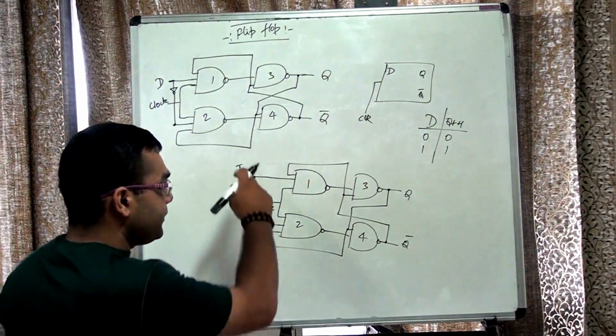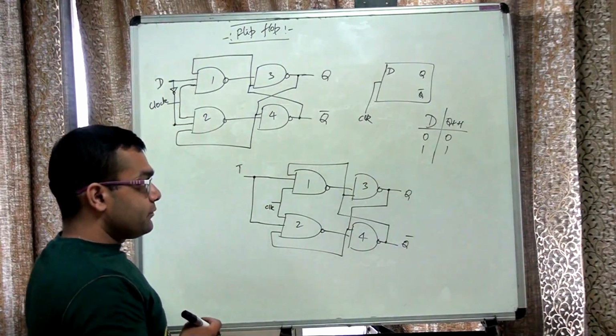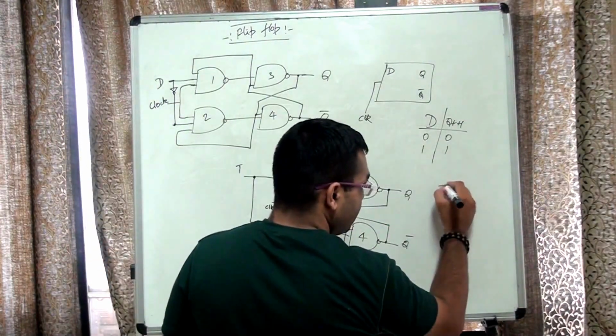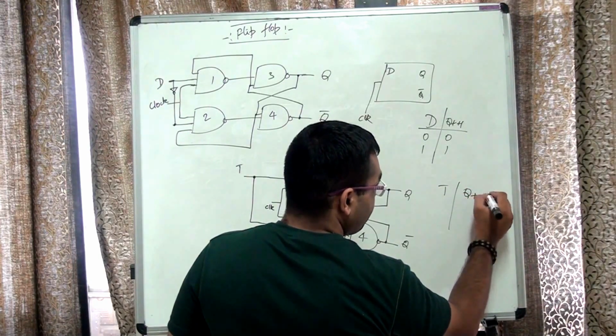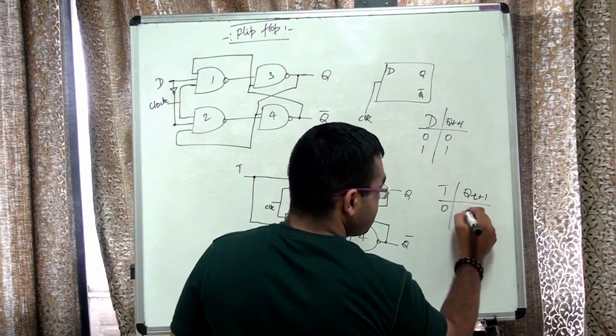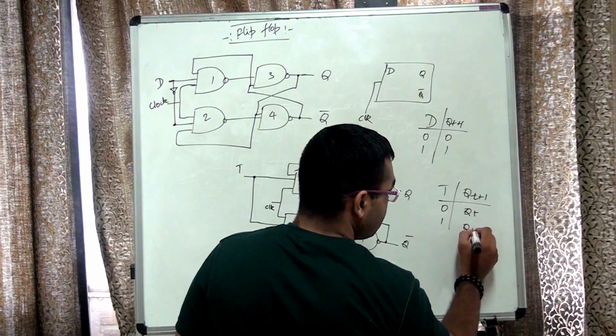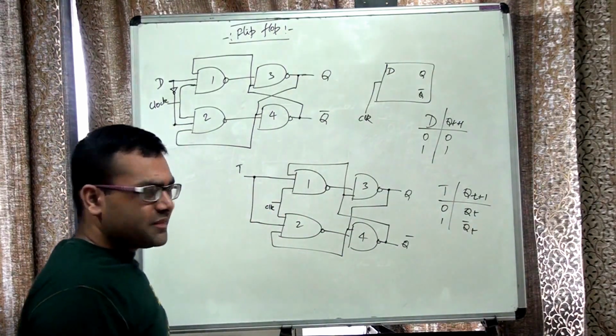Okay, we simply short the two inputs. So what is the truth table? It comes out to be like this. If this is 0, this is the same as the present state. If this is 1, this is the complement. That's all. That's the only difference.